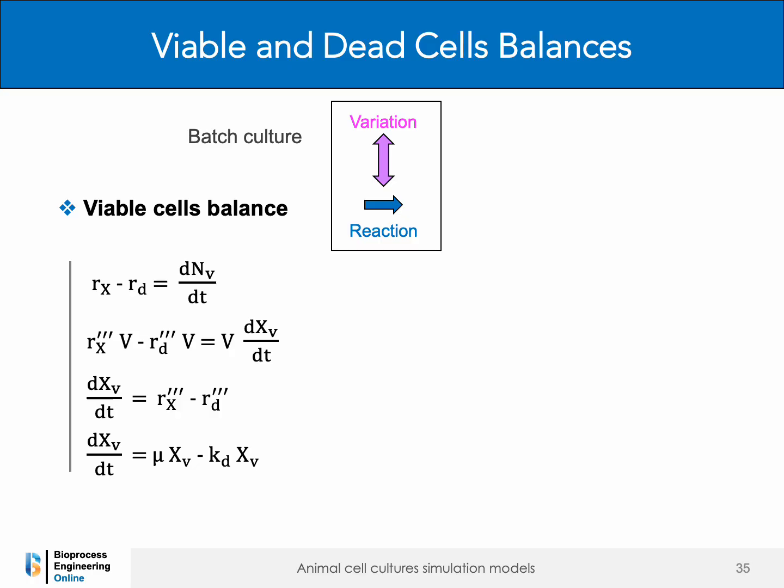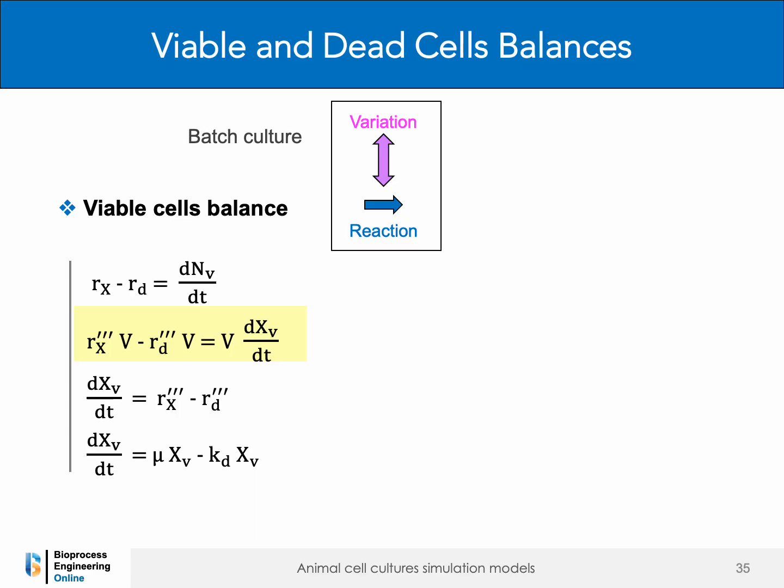Let us begin with the mass balances for the viable and dead cells. In a batch culture, there are no inlet or outlet streams. As a result, the general mass balance simplifies to biotransformation rate equals variation rate. For viable cells, two biological processes must be considered. Cells are generated by cell growth and removed by cell death. The instantaneous balance on the bioreactor, expressed in cells per hour, is therefore written as cell growth rate, Rx, minus cell death rate, Rd, equals the rate of change of the viable cell number, dNV over dt.